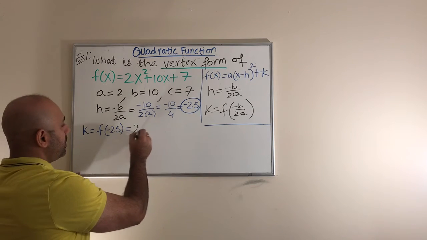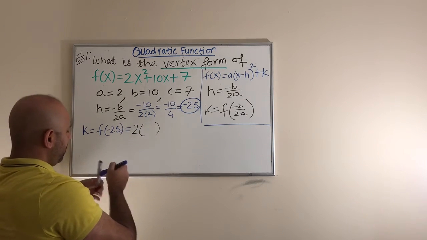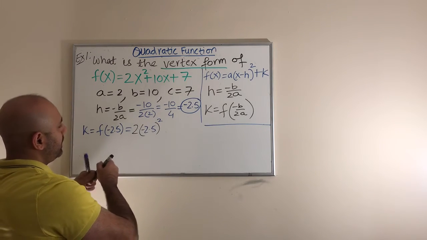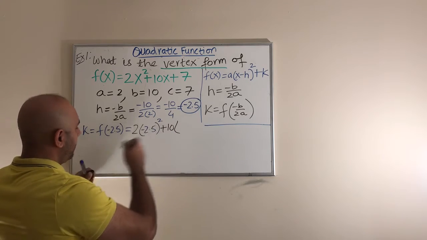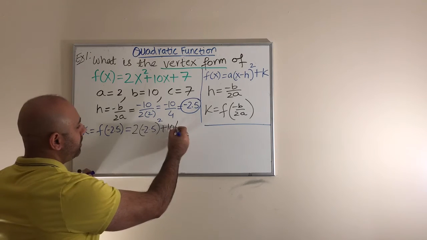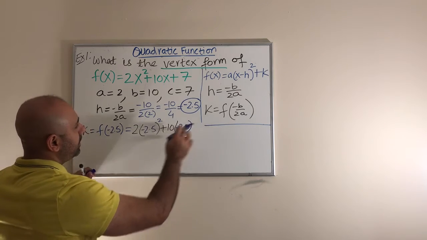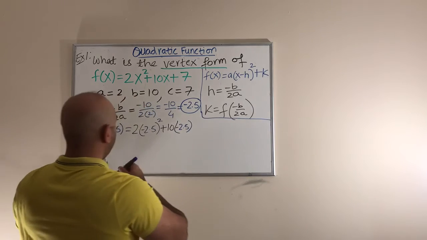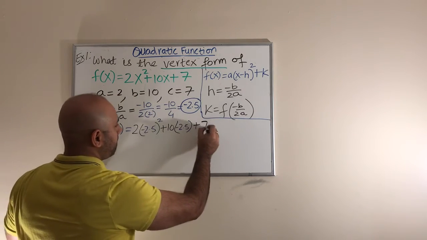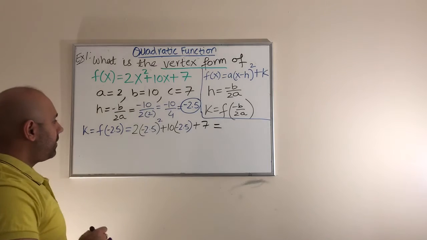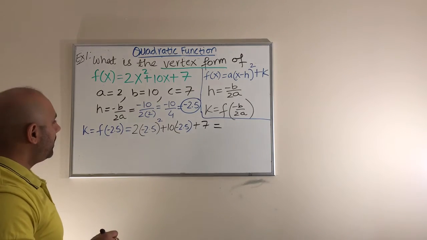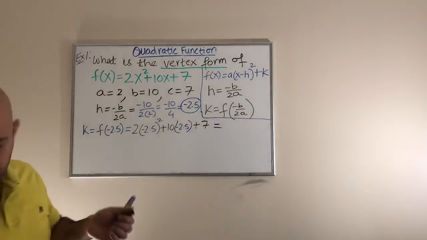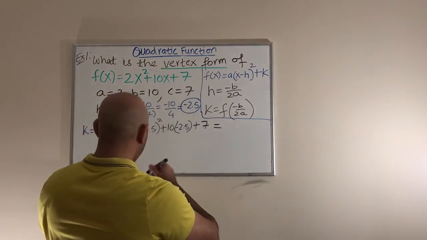So k is going to be f of negative 2.5. Go back to the original function and substitute the values for x. So it's 2 times negative 2.5 squared plus 10 times negative 2.5. Guys, don't forget the negative, it's a negative there. And then I have a plus 7. If you want to use a calculator to simplify, that is totally fine. And when we simplify this, I think we get negative 5.5. Let me check my notes on that. Yeah, we're getting negative 5.5.